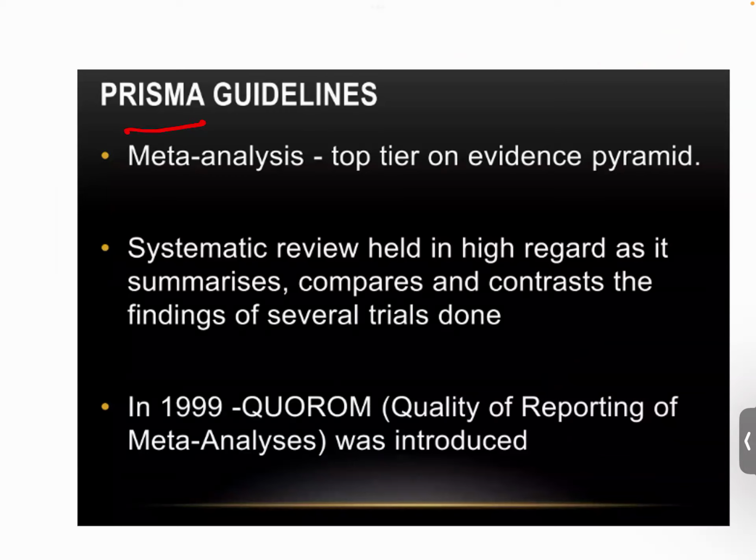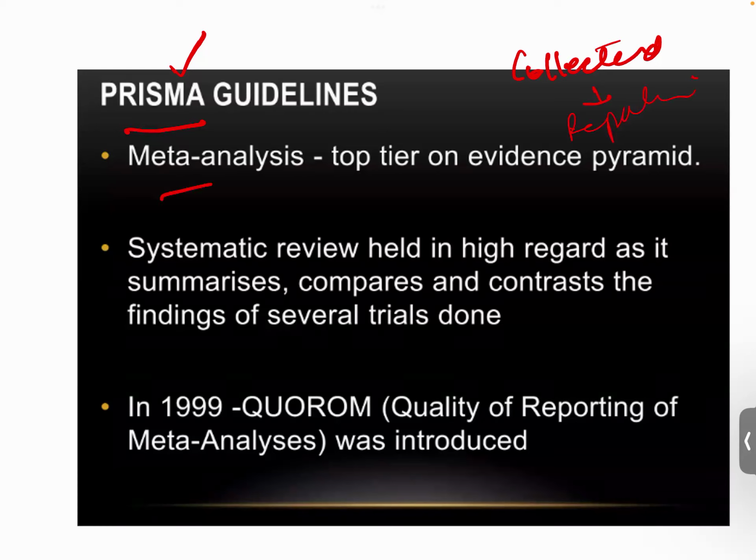Very simple. If you have done some study, because this is a meta-analysis, you are already collating data which is published in 10 different papers, but now you're studying it in one place and reporting it. So they should know how you collected this information and how you report it. That's it. That's the crux. So meta-analysis is top-tier evidence, because the whole of research is either creating evidence or presenting evidence. A systematic review is held in high regard as it summarizes, compares, and contrasts the findings of several trials.